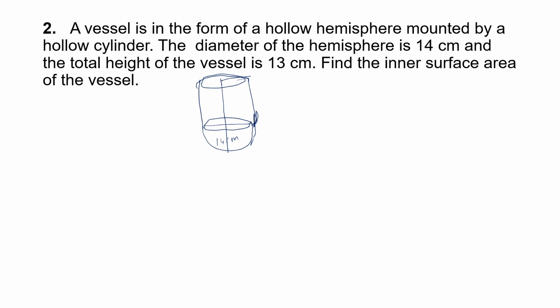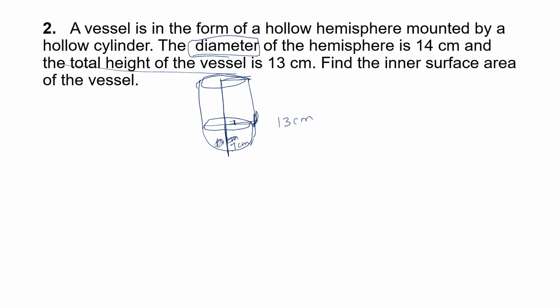13 centimeter. Please note this: the total height of the vessel is 13 centimeter, and also note that this is the diameter, don't consider it as a radius. Most of the time students make the mistake: the diameter will be given and they will take it as radius. Don't make that mistake, read the question properly and draw the diagram properly, then only the answer will be proper. The total height of the vessel is 13. So the radius is 7 centimeter, and for the hemisphere this will also be 7 centimeter.